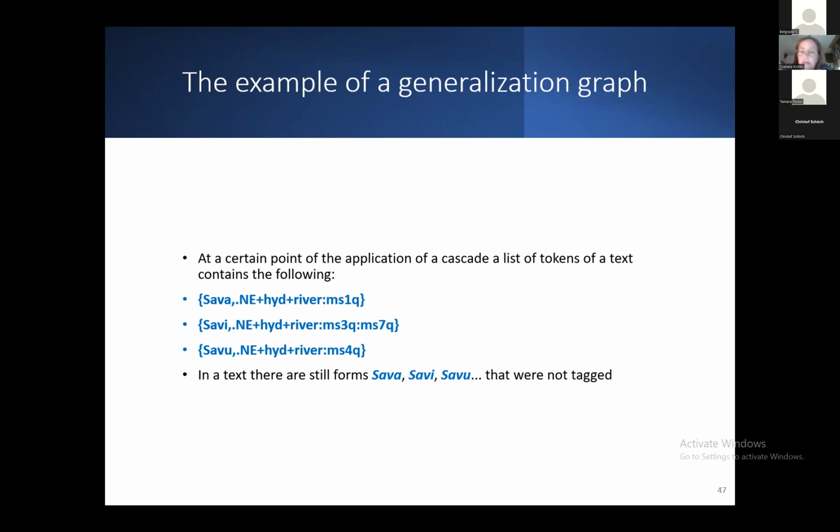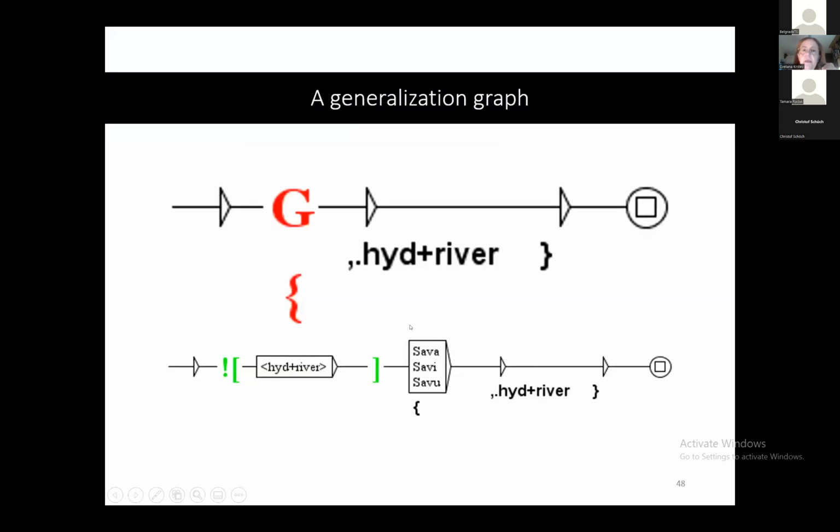But in the text, there are still forms, Sava, Savi, Savu, that were not tagged. And we want to solve that problem. So we have a generalization graph. This upper one is a generalization graph. So you put this special sign with this open parenthesis, and here you put what you want to generalize. So you want to generalize everything that you have already recognized and that has tags hydronym and river.